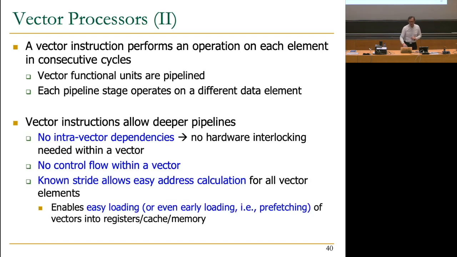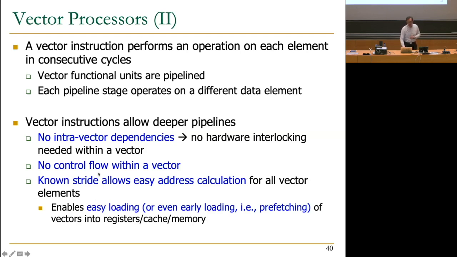So basically, the main reason is you don't have any inter-vector dependencies. You don't need to check for them. There's no hardware interlocking in the vector. We're talking about pipelining the function units. There's no control flow within a vector. And there's going to be a lot of good things, as we will see. We're going to eliminate a lot of the control flow from a scalar program soon.